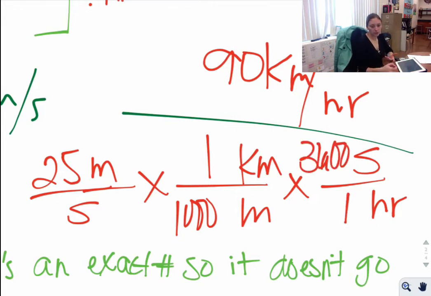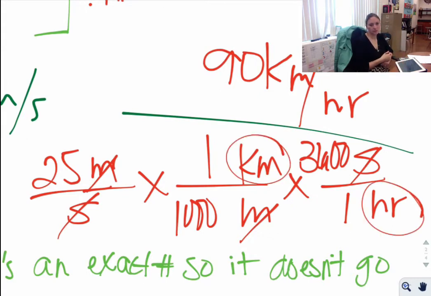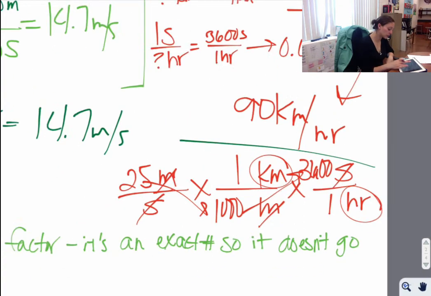It's a little bit easier to do these because it's a little less thought. All you're doing is canceling all of the units. You know, with kilometers per hour. You get the same number, 25 divided by 1,000 times 3,600. It's actually, I think, a little bit easier.